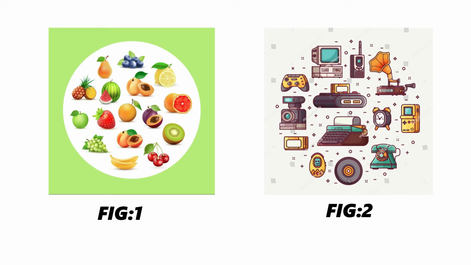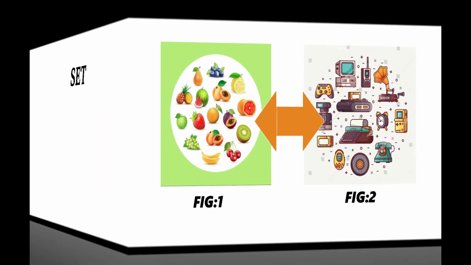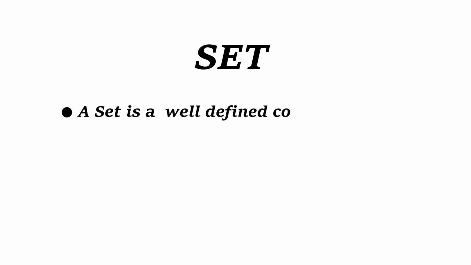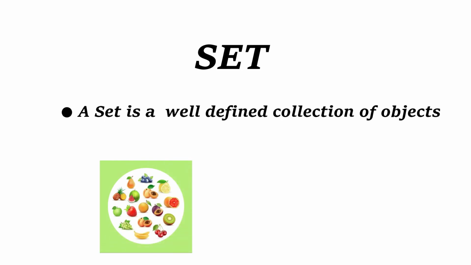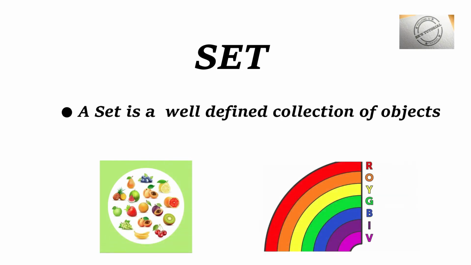In these examples, our attention turns from one individual object to a collection of objects based on their characteristics. Any such collection is called a set. The objects of a set are called its members or elements. Set: a set is a well-defined collection of objects. Example: collection of fruits and collection of rainbow colors.